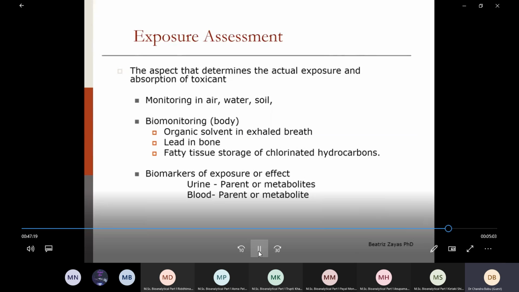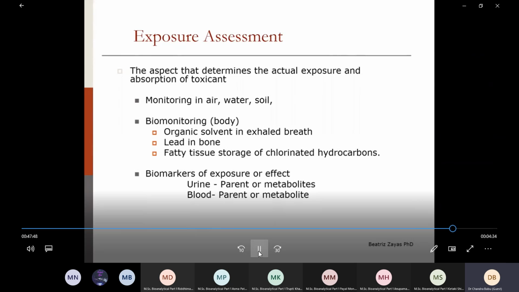In order for us to be sure that a subject has been exposed, we need to find something in the body that gives identity to that exposure. And for that, we can have biomonitoring. For example, in the case of alcohol, when we are driving and somebody stops us to assure if there's alcohol in our system, you use exhaled breath. So you can identify the presence of organic solvents through that process.